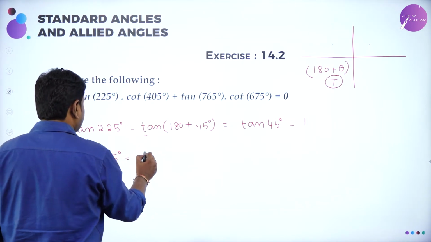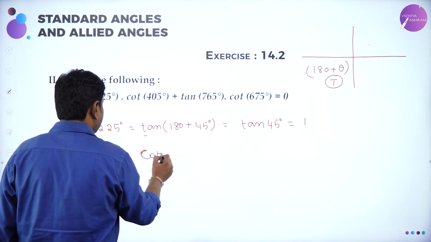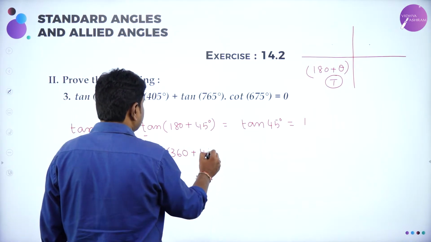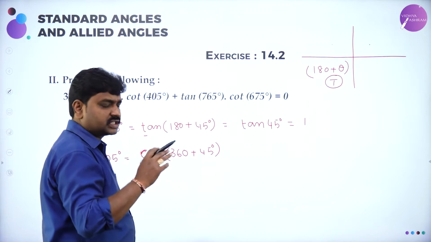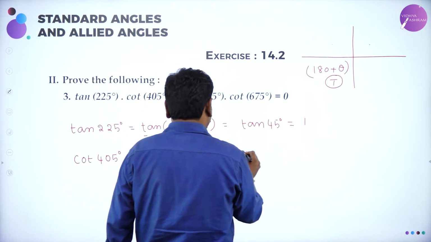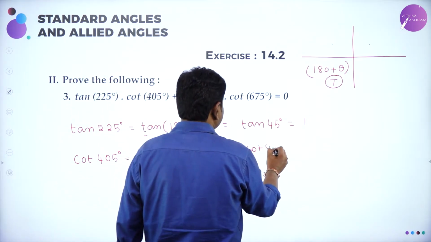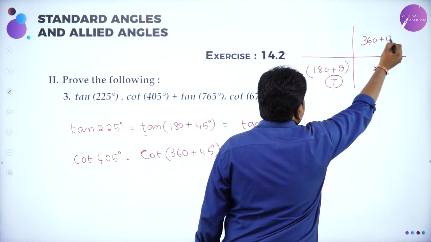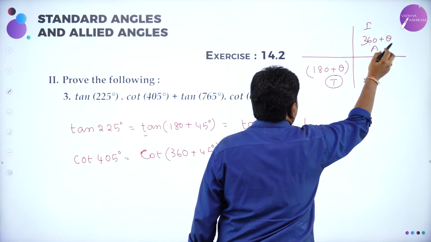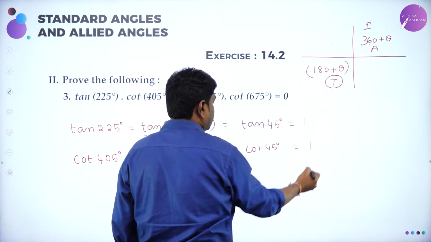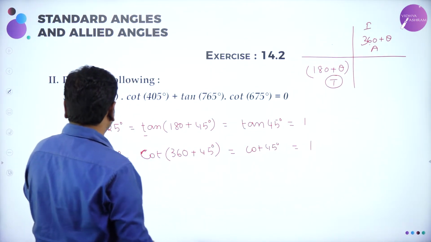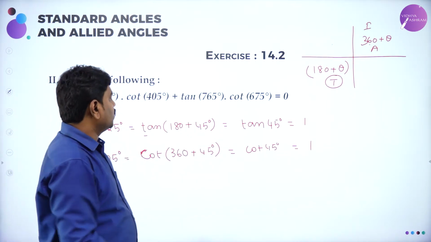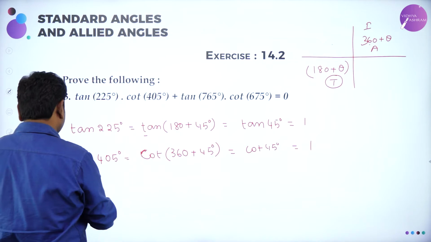Similarly, you find cot 405 degrees. See, cot 405 is near to 360. Can I write cot of 360 plus 45 degrees? And you know, for 360 the function does not change, it will be cot only. Cot 45 it will be. And 360 plus theta lies in the first quadrant. In the first quadrant, all are positive, so it is positive cot 45. Cot 45 is 1. So now you got tan 225, that is 1, and you got cot 405, that is also 1. Now we will go for tan 765.